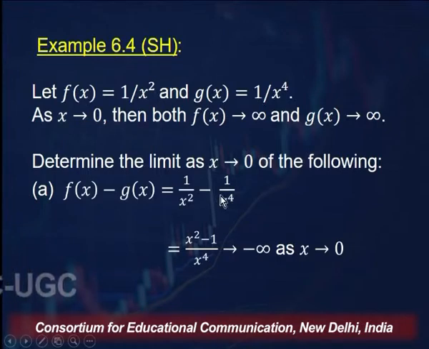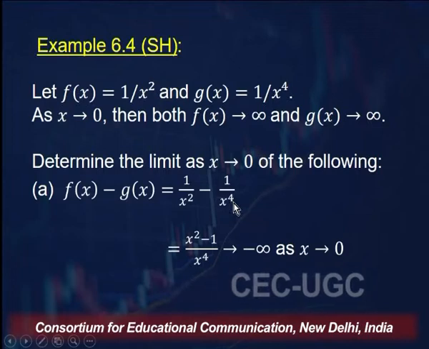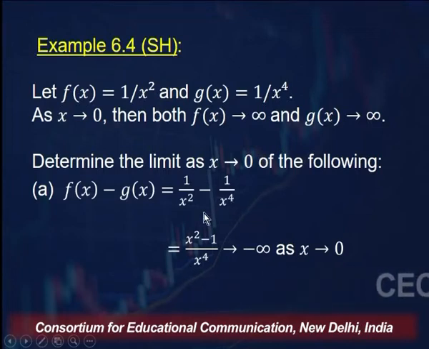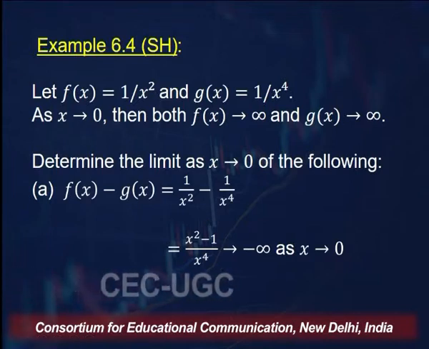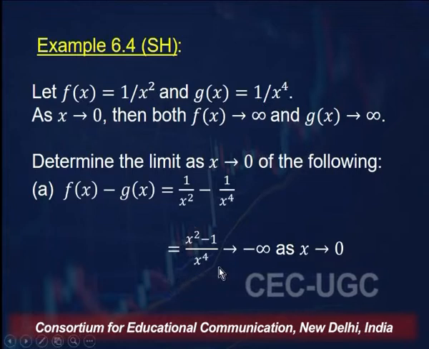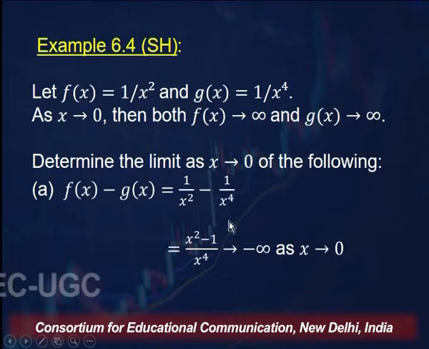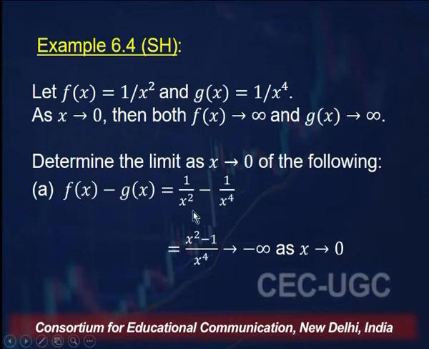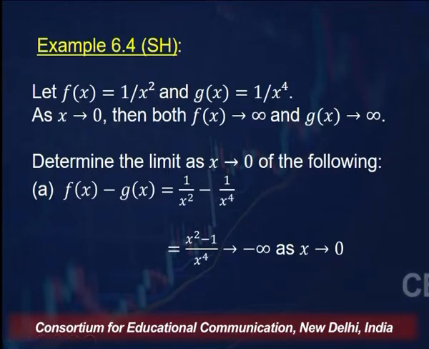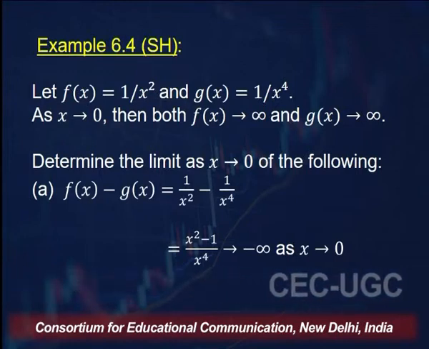Because of this, 1 by x to the power 4 will shoot off to infinity much faster than 1 by x squared. Here we were just using the theorem, but logically also this result is quite intuitive, because this second expression will shoot off to infinity faster as x tends to 0 as compared to the first expression, 1 by x squared. And that is why the net result would be minus infinity as x tends to 0.